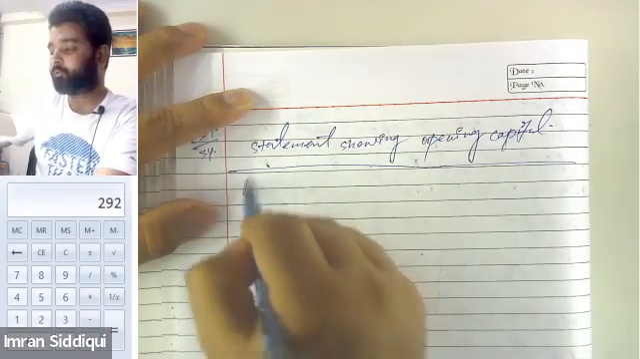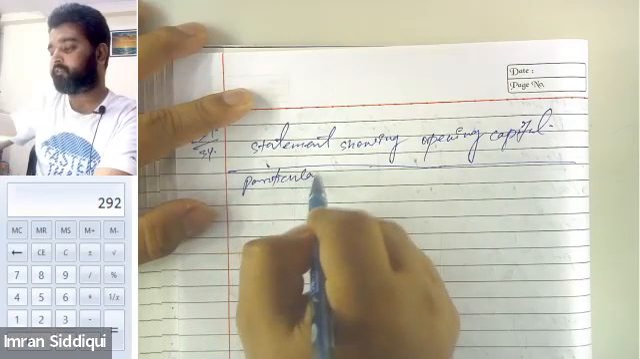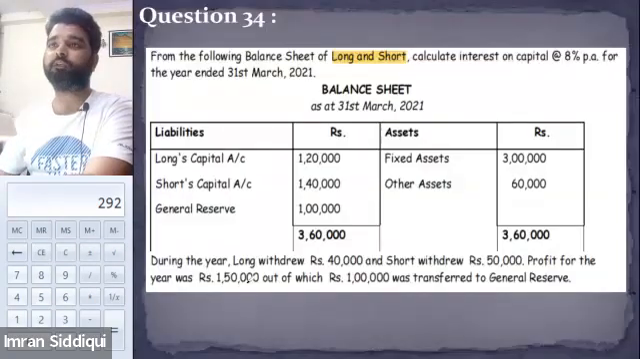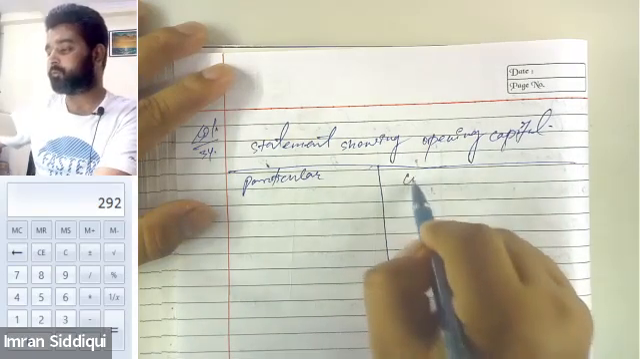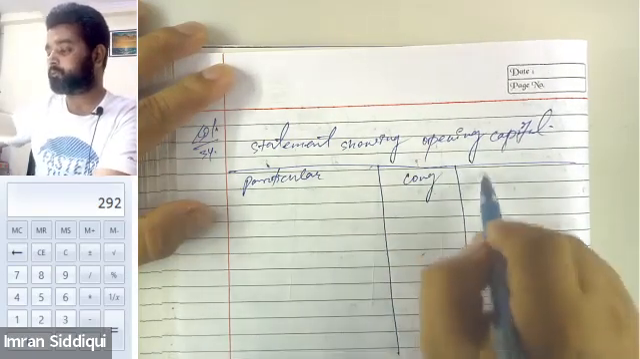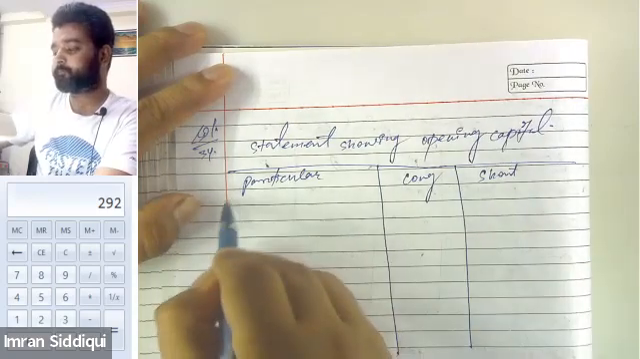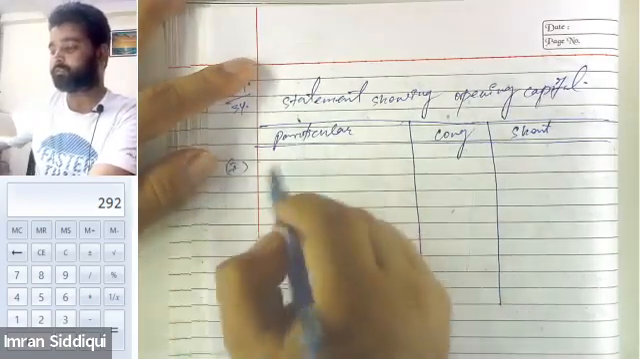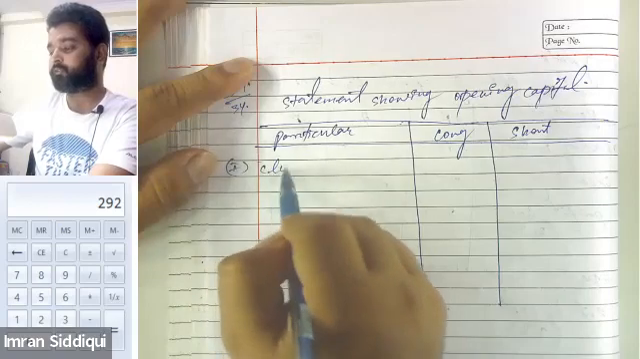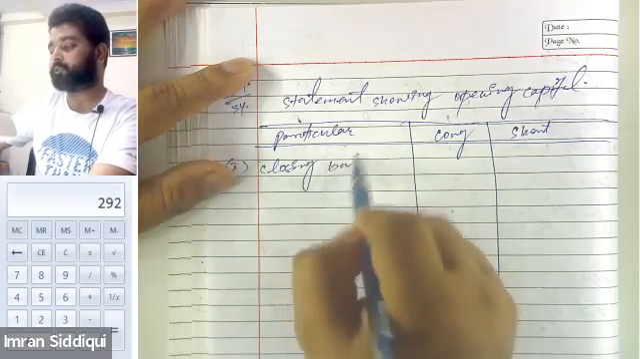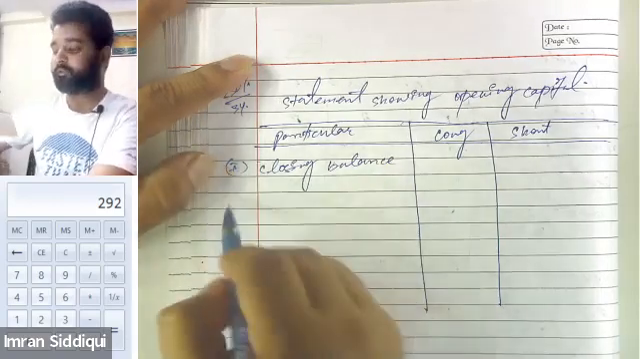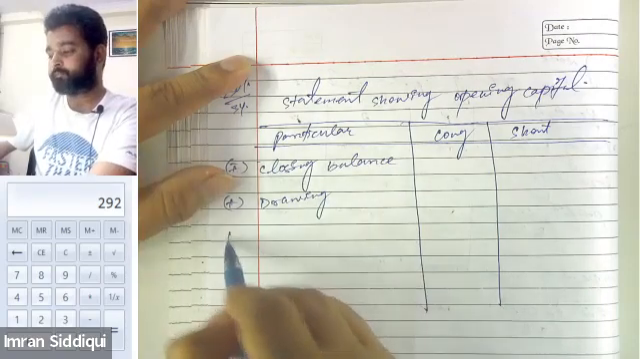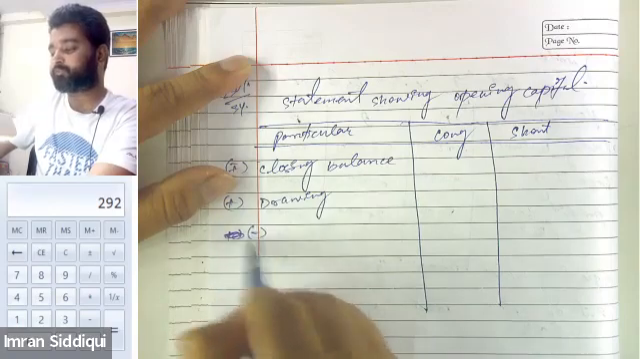So in order to find out the opening capital balance of the partners, we will prepare this format. How many partners are there? Only two partners are there, Long and Short. So we will be making two columns, Long and Short. All right. Write down the first term, the closing balances of the partners. Then we will add the amount of drawings to it, and then the profit will be subtracted out of it.